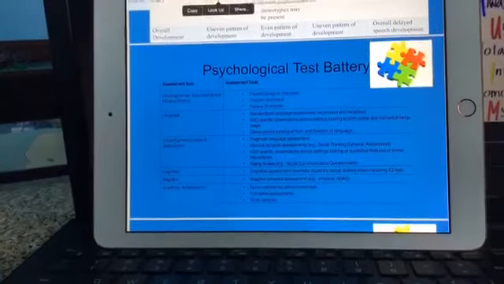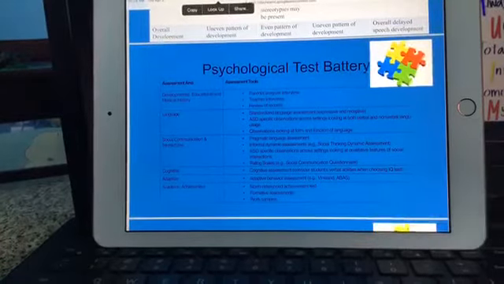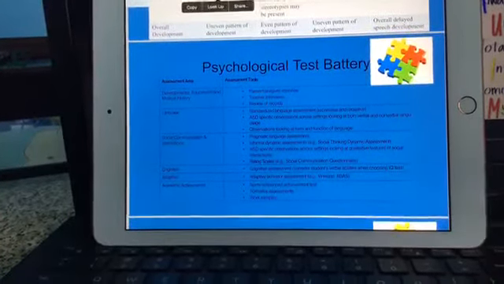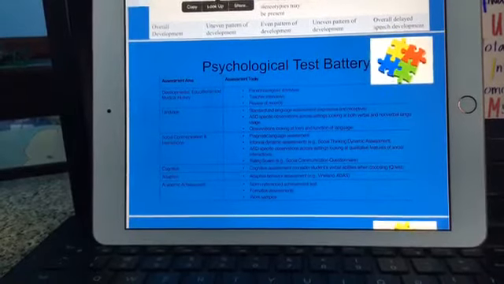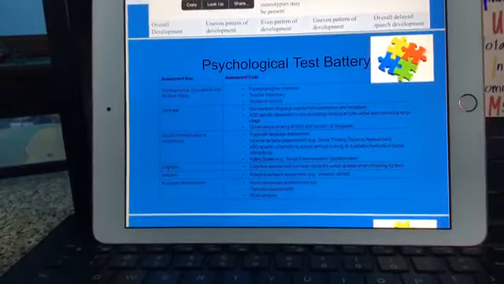Now, all of the assessments used in Belize are currently standardized tests that are based on the US, because we don't have any locally standardized assessments. So the assessments used are based on the US, right? So we use standardized tests.